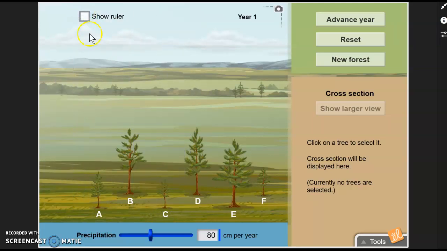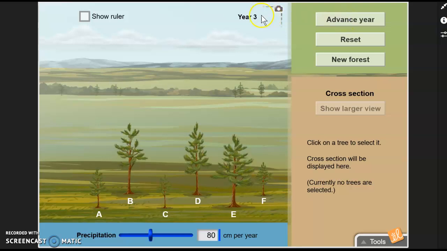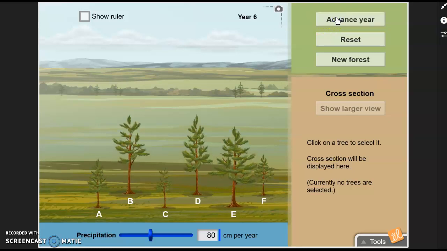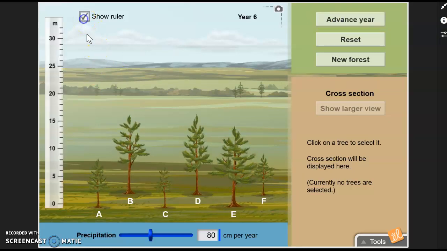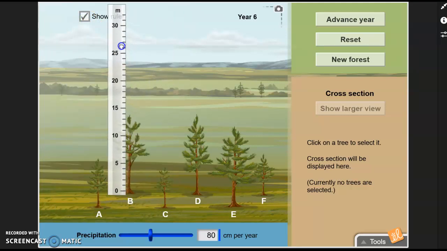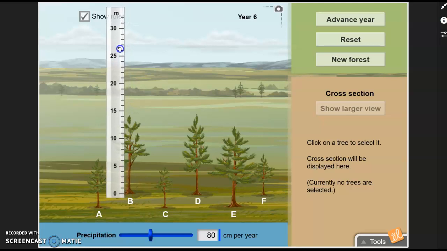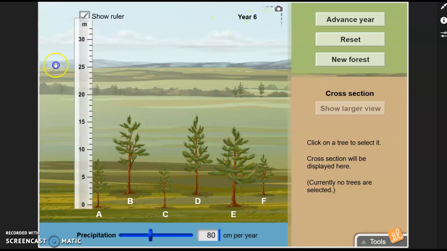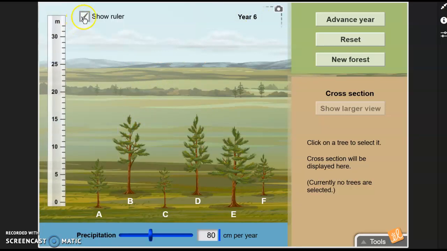Now, when we select one of these trees, we could actually advance the entire forest 1 year at a time and watch it grow. It shows our year up here, year 3, year 4, year 5, year 6, and so forth. We could also measure them as they are progressing year by year to see that, for example, this one was, I believe I said 12 meters. Well, by year 6, it is at about 14 meters. So that's one of our investigations we can do.